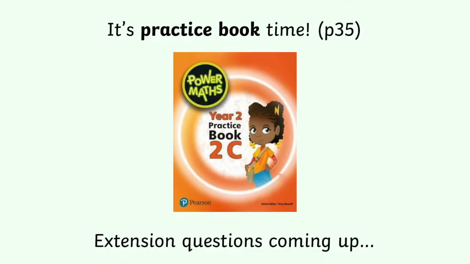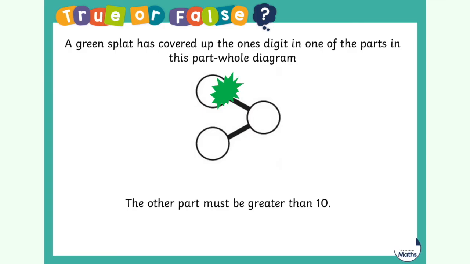Ready for an extension question? Here's today's. I think this is quite a tricky one. A green splat has covered up the ones digit in one of the parts of this part whole diagram. So you can see we've got 1 ten and some ones, but they've been covered up, and our whole is 25. The other part, that's this one here, must be greater than 10. True or false? Have a think about this question. Click pause, and when you're ready with an answer, click play.